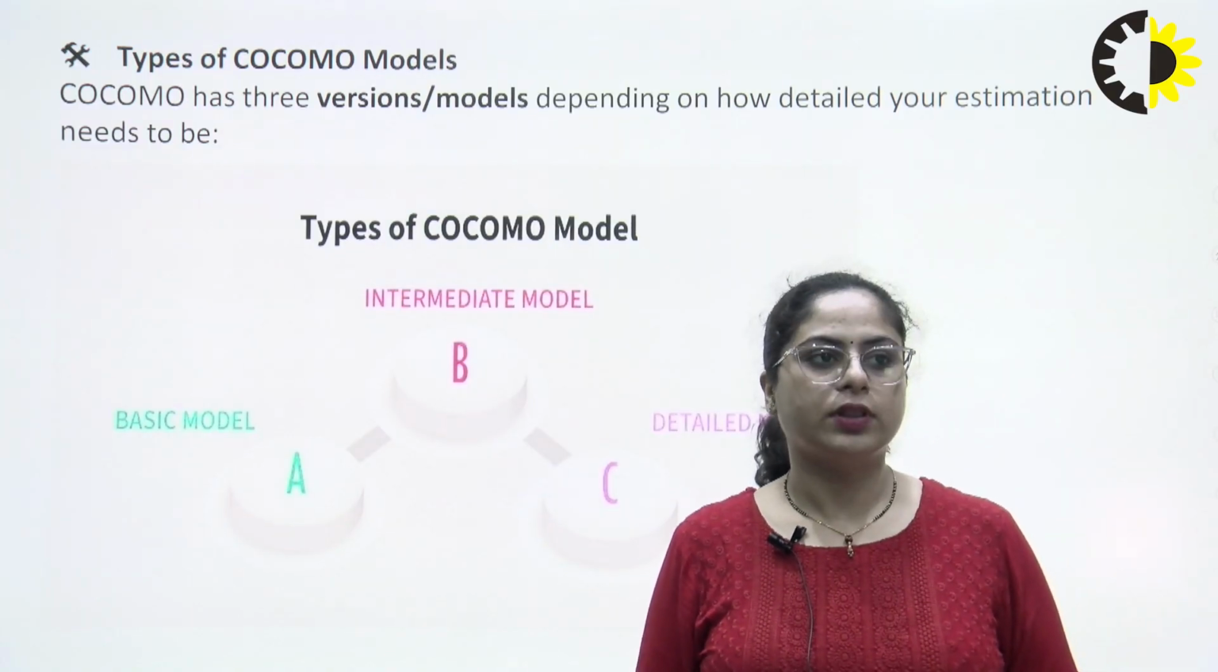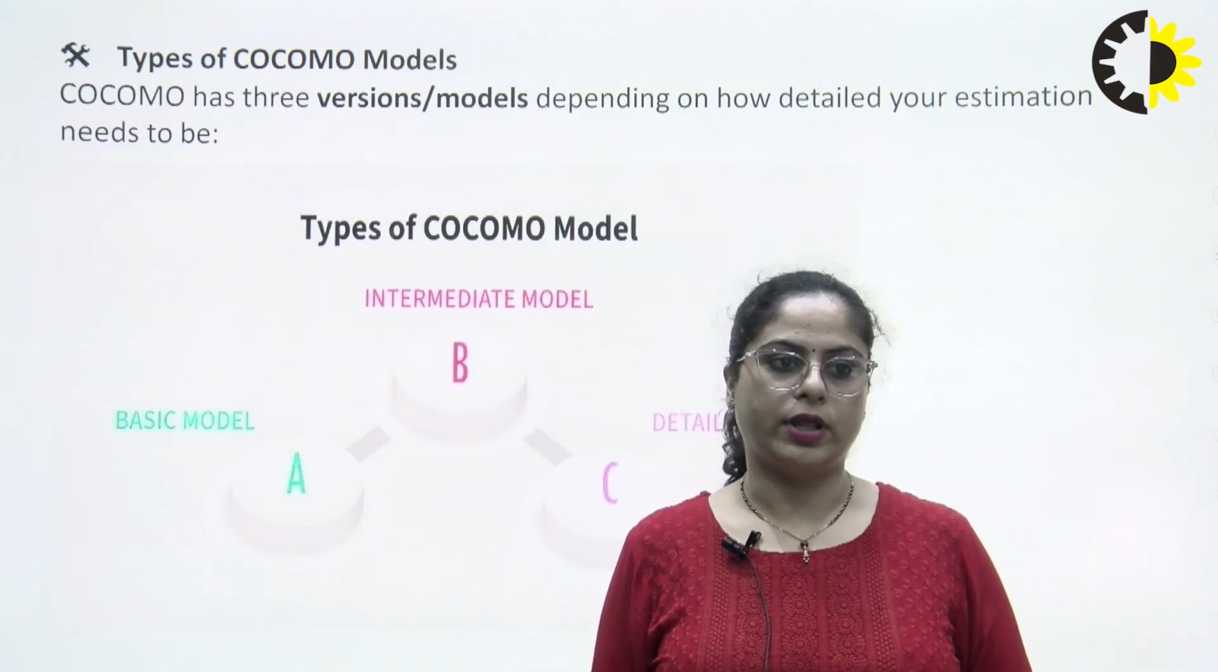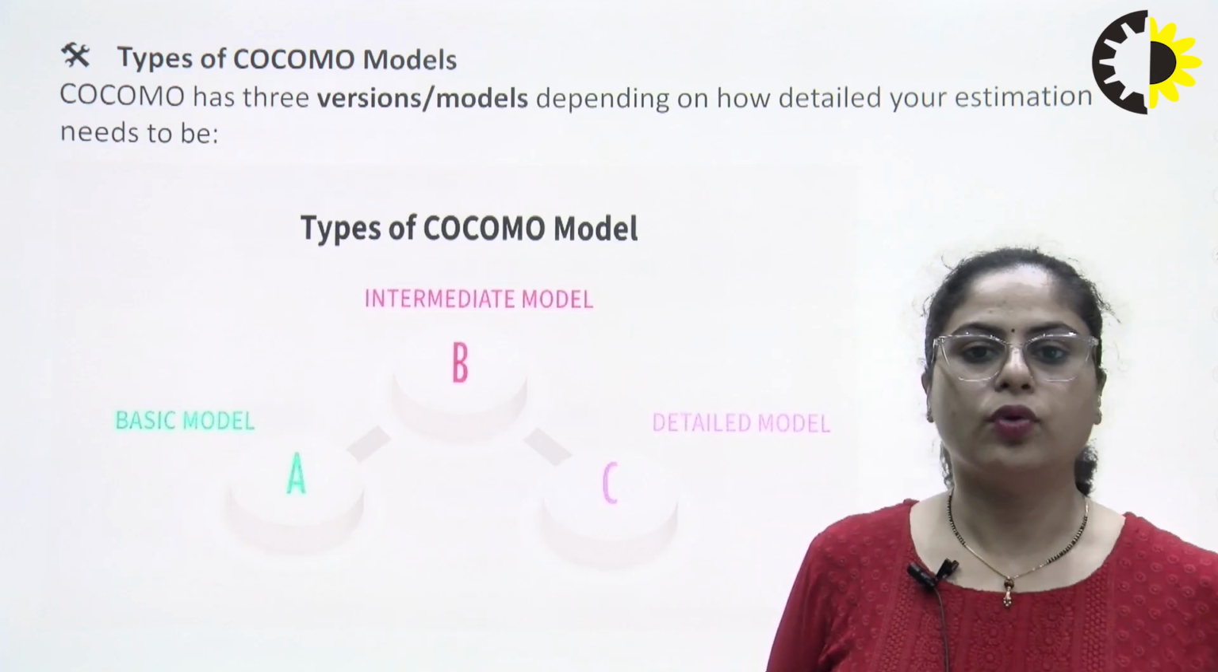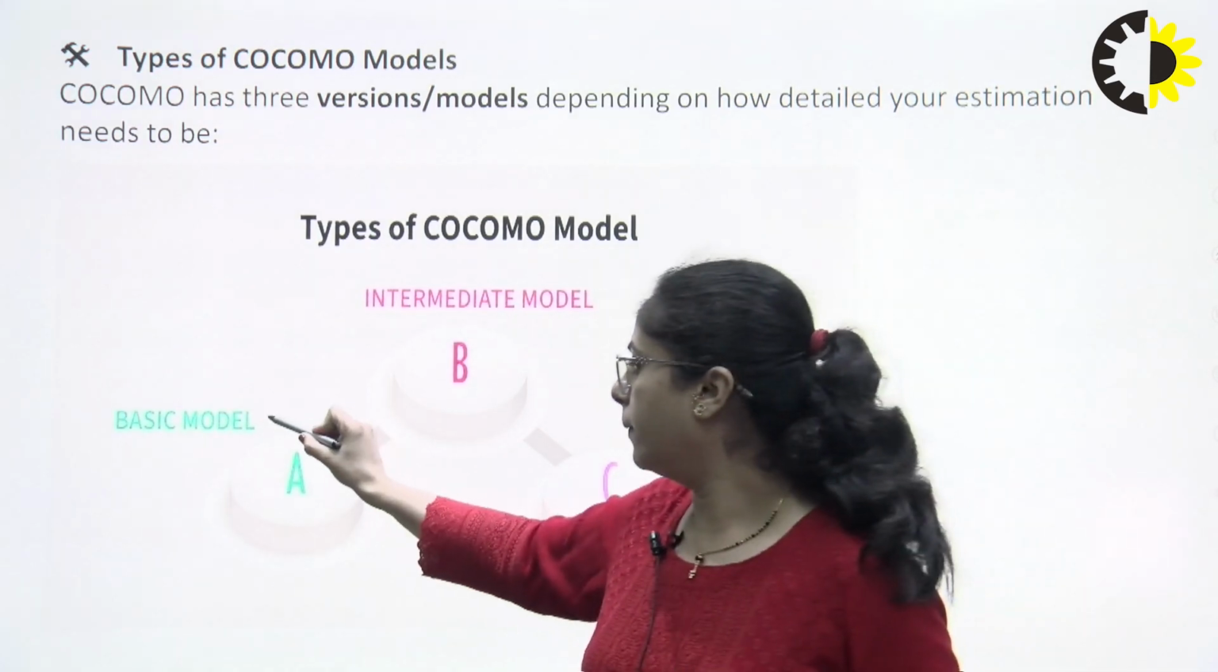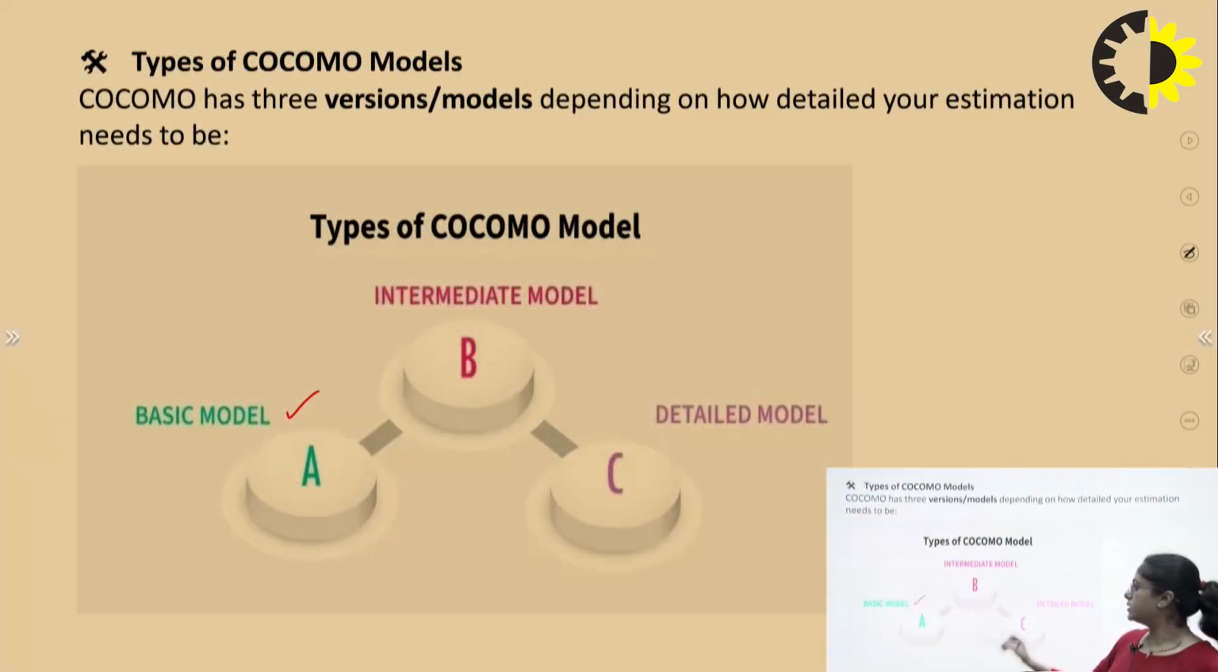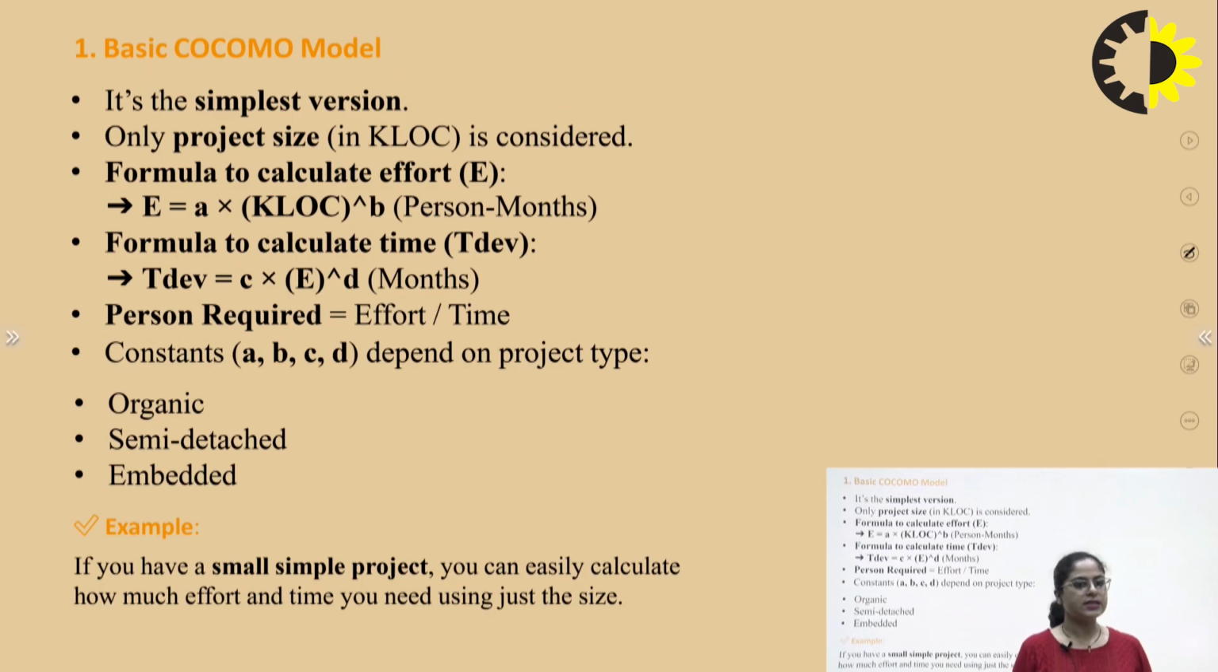Now we start with the types of COCOMO model. There are three types: the first is the basic model, second is the intermediate model, and third is the detailed model. In the basic COCOMO model, we use the simplest version. Only project size is considered here, and the project size is measured in KLOC.